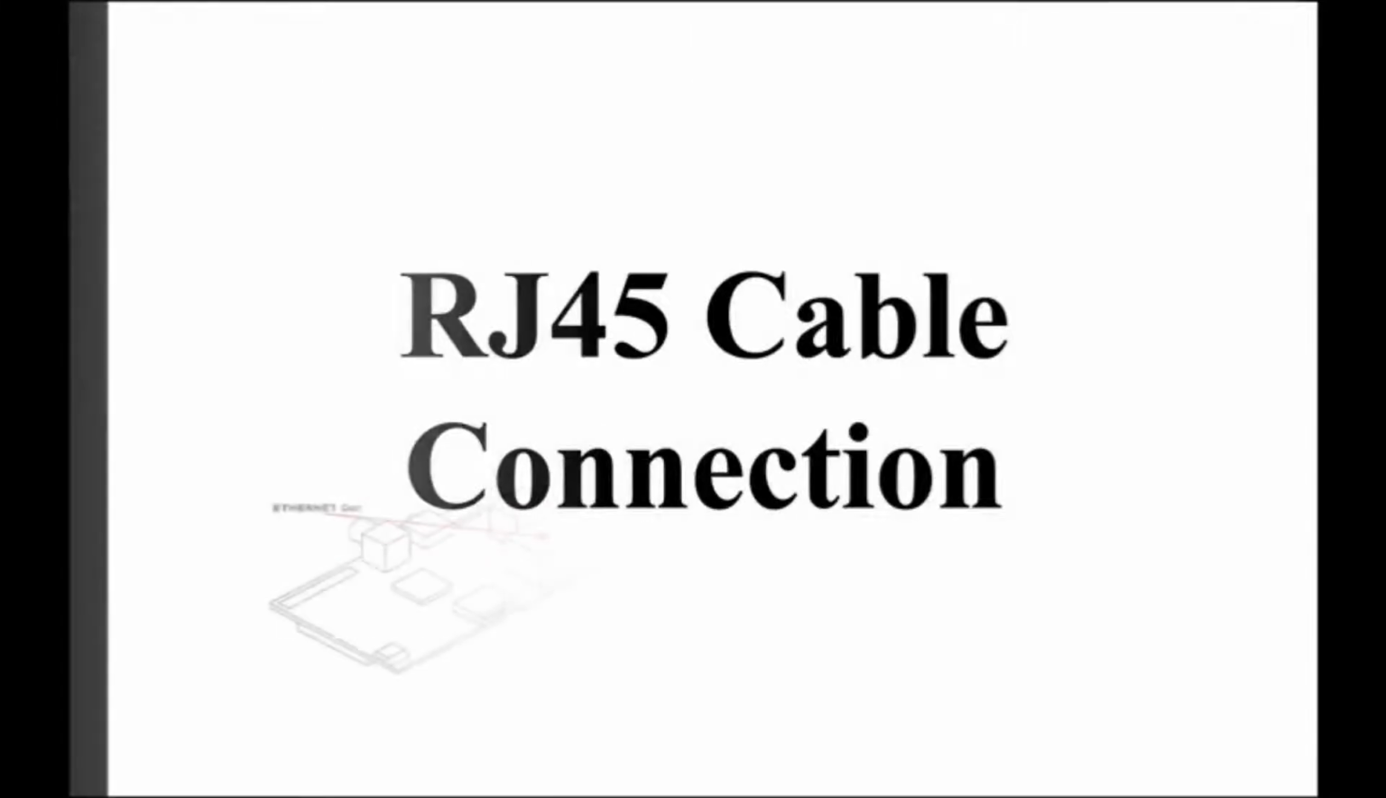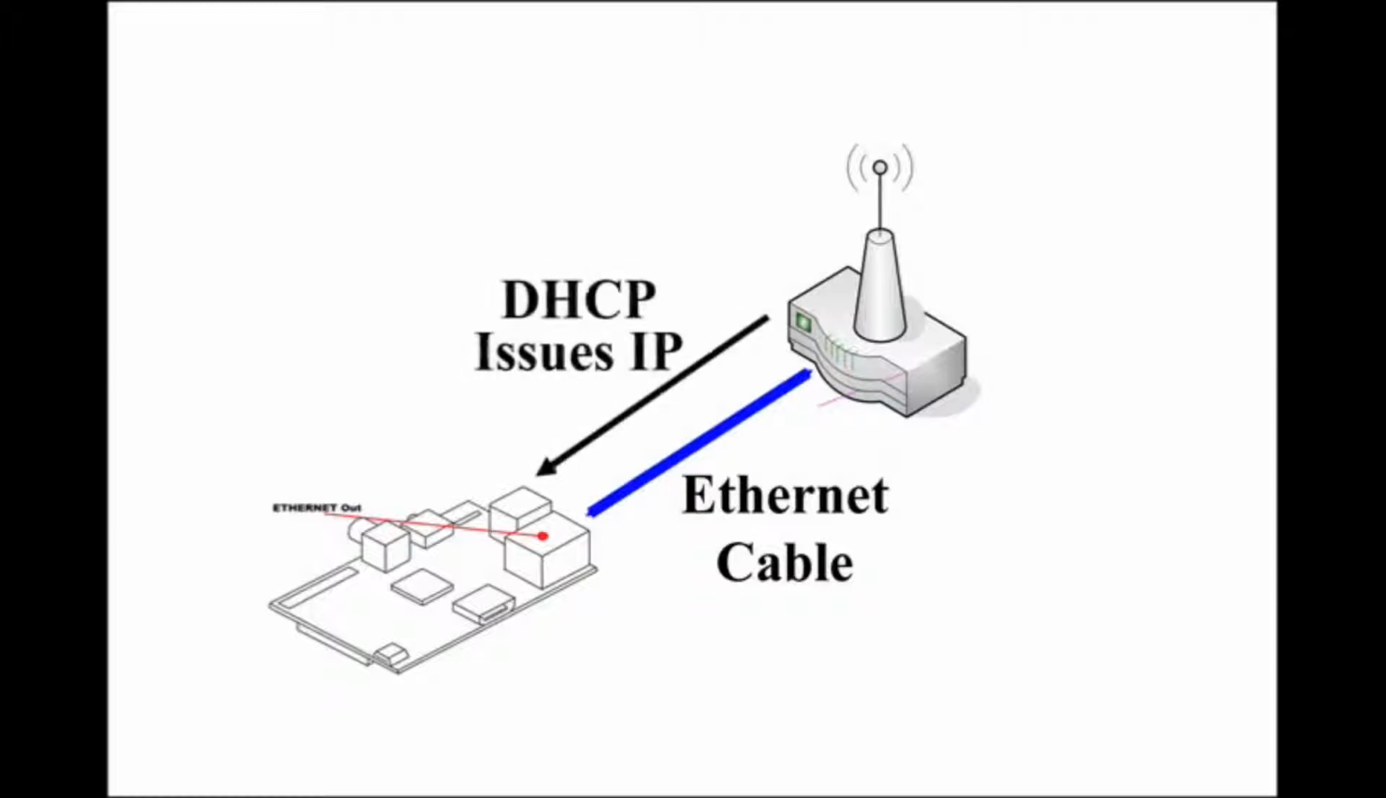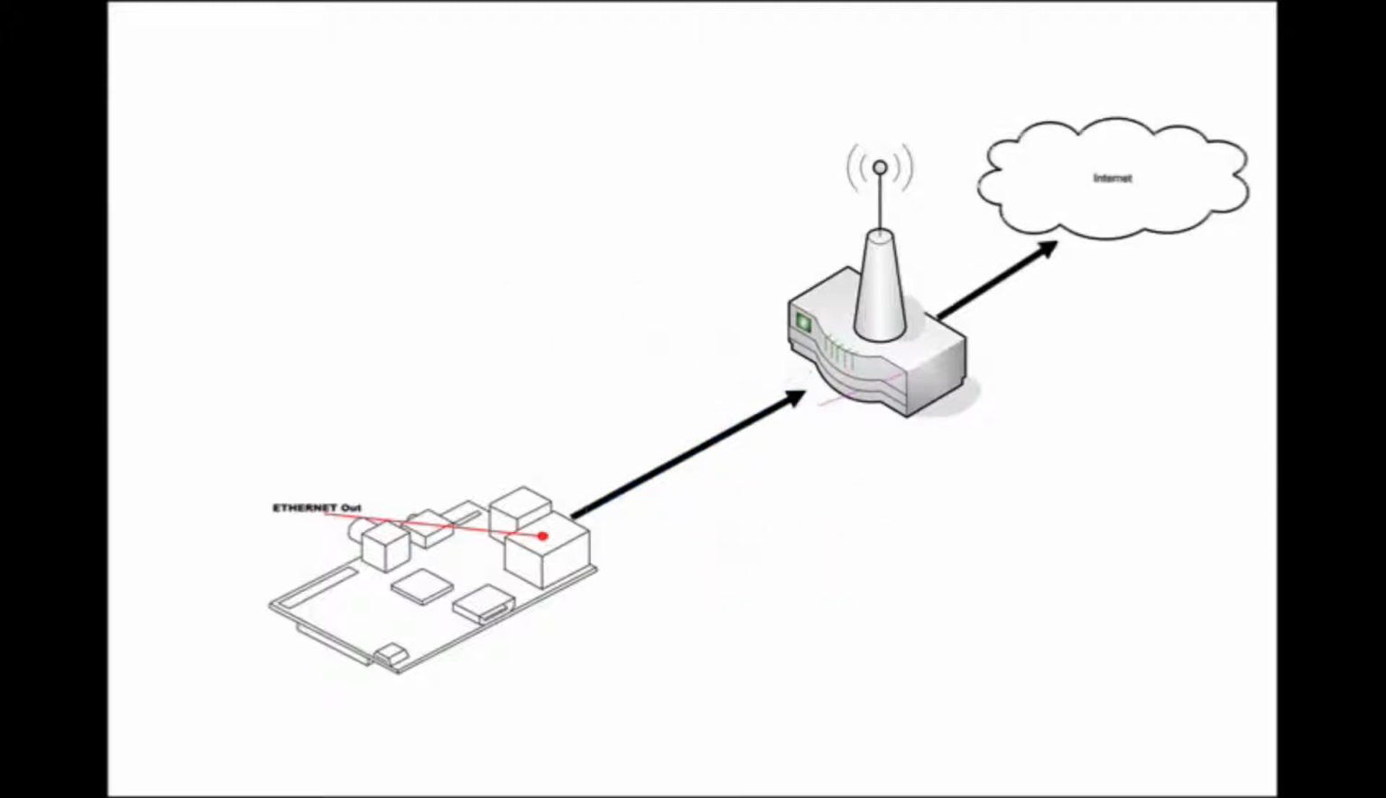RJ45 connection. The Raspberry Pi has the RJ45 socket which can be connected directly to network-capable devices via an Ethernet cable. For example, when it is connected to a home broadband router, the router will issue an IP address automatically using DHCP. The Raspberry Pi can then connect directly to the Internet.